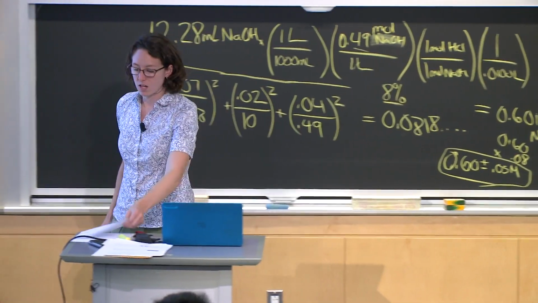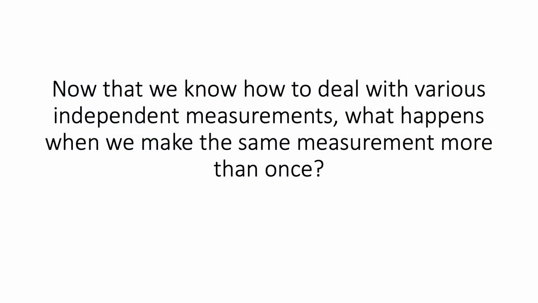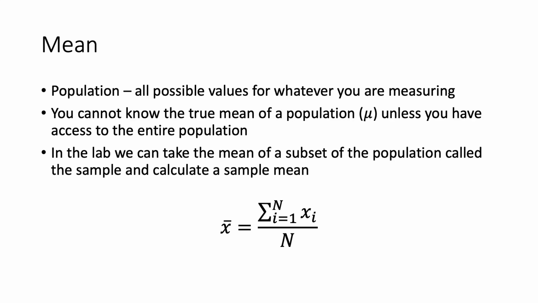Okay. So now that we know how to deal with the various independent measurements, what happens when we make the same measurement more than once? And this goes back way probably to middle school when we talk about the mean or the average of a sample. So in statistics land, they call all of the possible values that you could measure of something the population. And it's really hard to know the true mean of the population unless you have access to the entire population and you've taken all possible measurements, which is pretty much impossible, especially in the case of 5310.